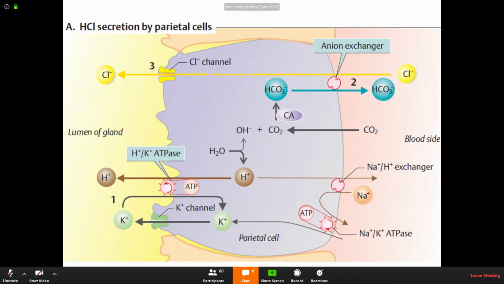Okay, am I clear about the mechanism? Am I clear? Yes, sir.